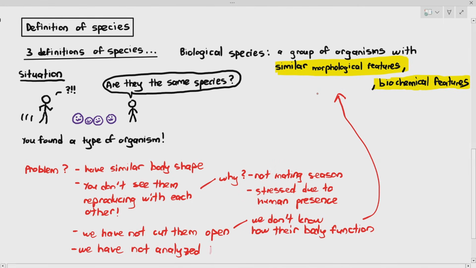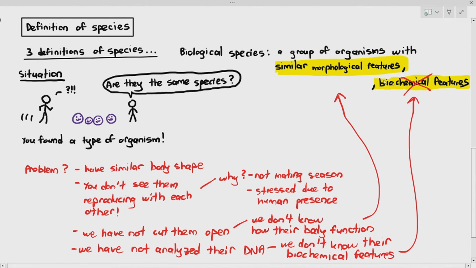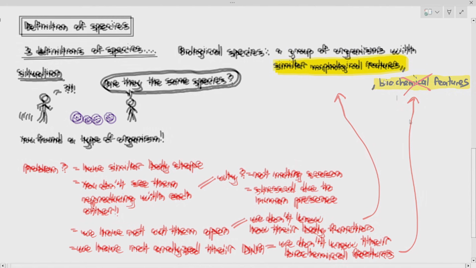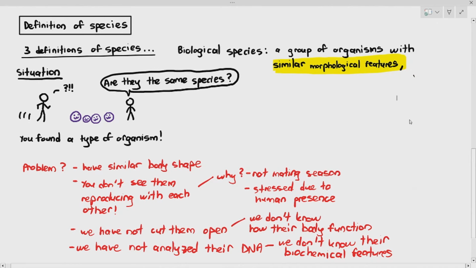We have also not compared their DNA, so we don't know their biochemical features. Some students might say, oh, what's stopping us from analyzing their DNA? Well, maybe because it's a new species, or a discovery of a new type of organism, we want to be careful, because if we accidentally kill a few of them, they might all go extinct. So at the risk of that happening, we might just want to put them under observation first, so we can just look at them from the outside, and all we have from the outside is just their appearance or their shape, which is their morphological features.